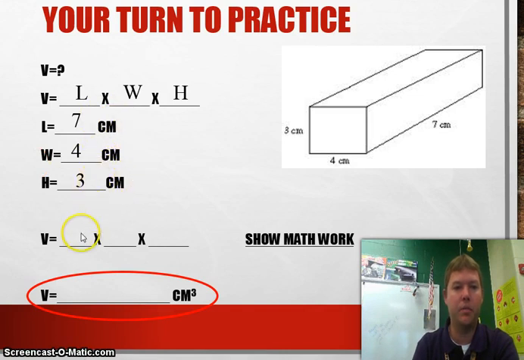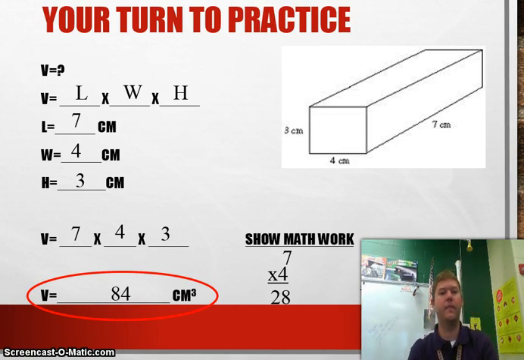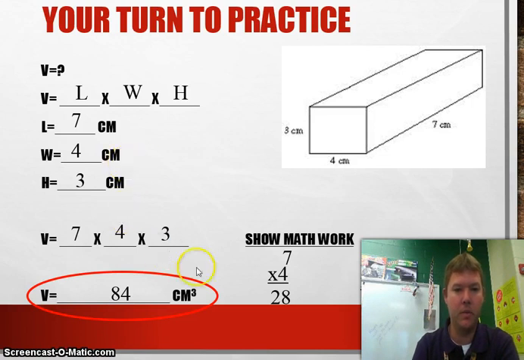Now plug those three numbers back into the equation below. V equals 7 times 4 times 3. Over on the side, show your math work. So 7 times 4 is 28. 28 times 3 is now going to be 84 centimeters cubed. And of course, centimeters is what we're using, so that's why it's centimeters cubed. Finally, circle the answer. And now I know what to grade.